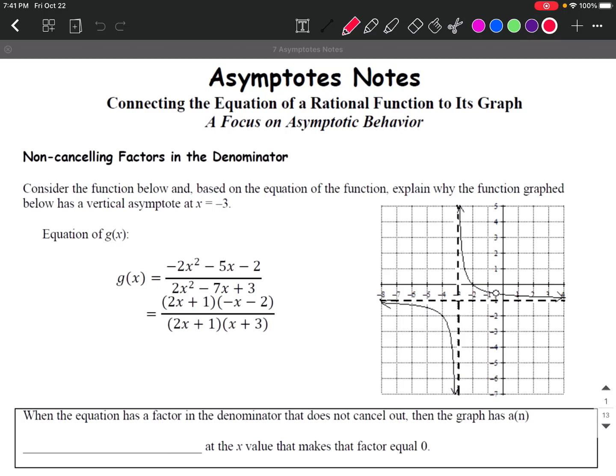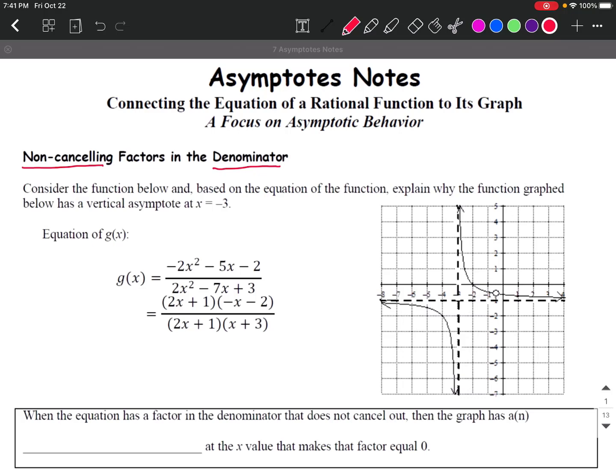Today we're going to talk about asymptotes. We're going to make connections between the equations of a rational function and its graph, focusing particularly on asymptotic behavior, but also a couple other things. The first thing I want to look at are non-canceling factors in the denominator.